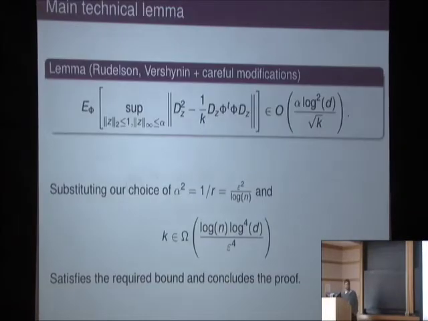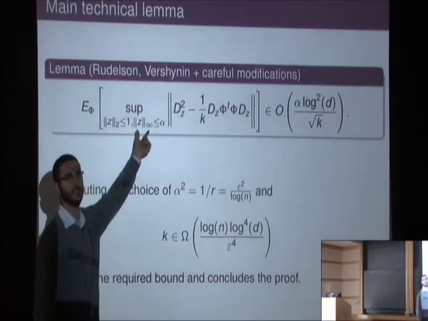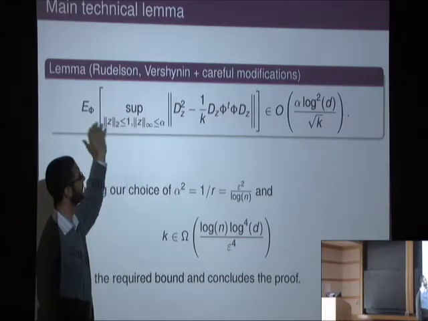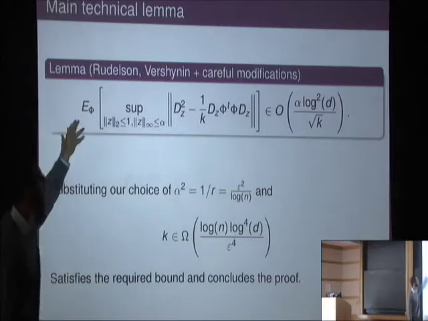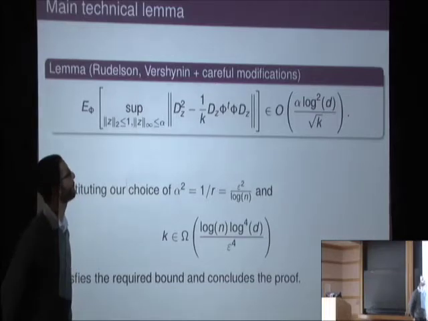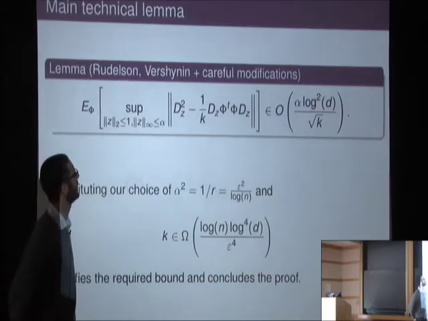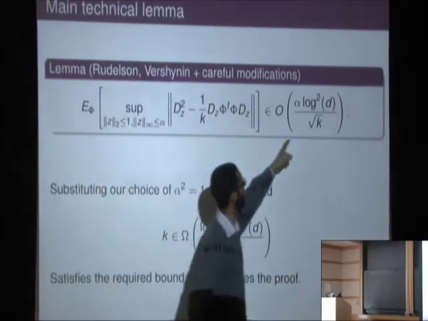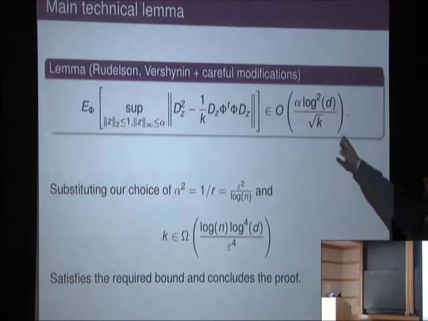And basically, we extended it such that for any L infinity bounded vector z, if the L infinity norm is bounded by alpha, then with high probability, or the expectation is enough, over the choice of phi, which is the choice of the rows of the Hadamard matrix, the supremum over all L infinity bounded vectors of this expression is bounded by alpha times log squared d over square root k.